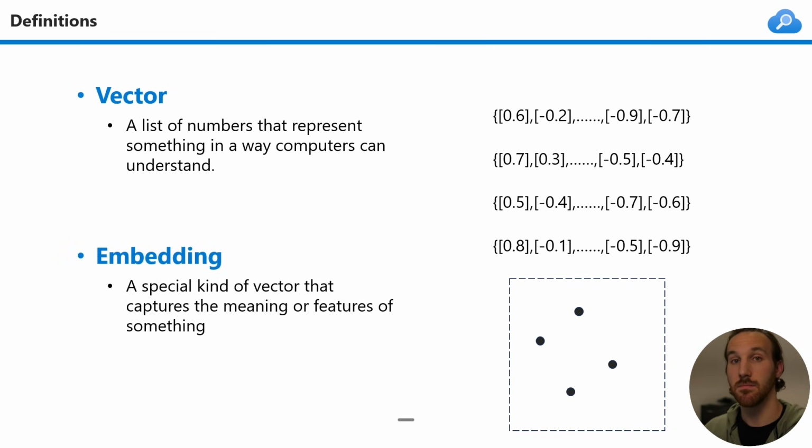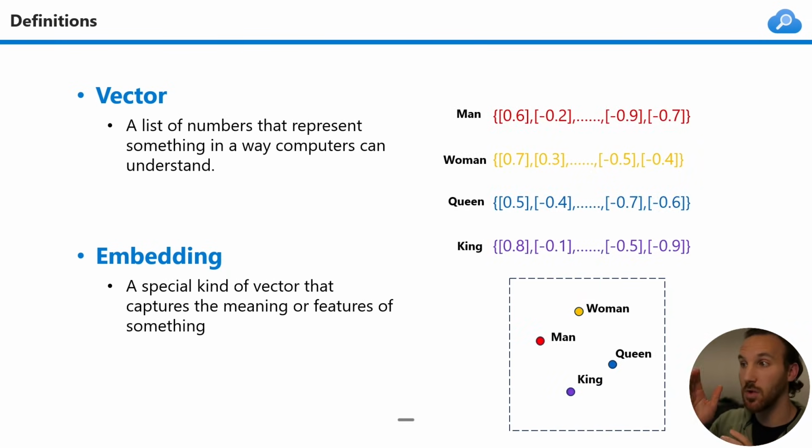An embedding is just a special kind of vector. It's a vector that has some sort of meaning or features captured within the numbers to represent something. So we might have a multi-dimensional vector with lots of different dimensions that represents, for example, a man, woman, queen, king. And in those dimensions is the meaning of how a man relates to a woman or a queen relates to a king.